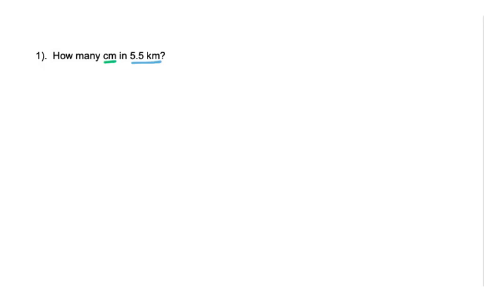So the first thing you do is you write down the number that you're starting out with, so 5.5 kilometers, and then put it over a 1, because that'll make it a little bit easier for you to keep track of what goes in the numerator and what goes in the denominator. So then we're going to multiply by a conversion factor.